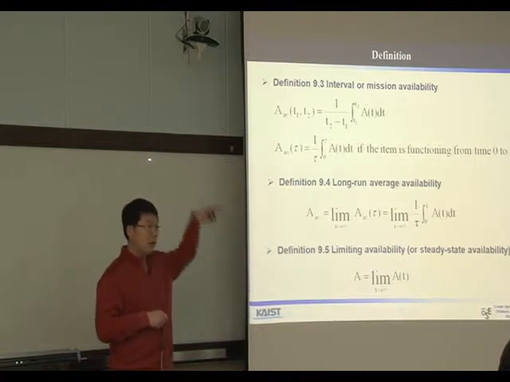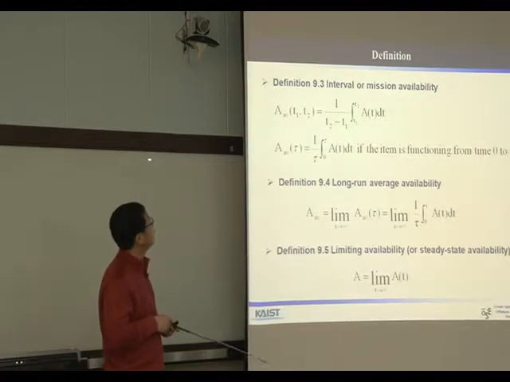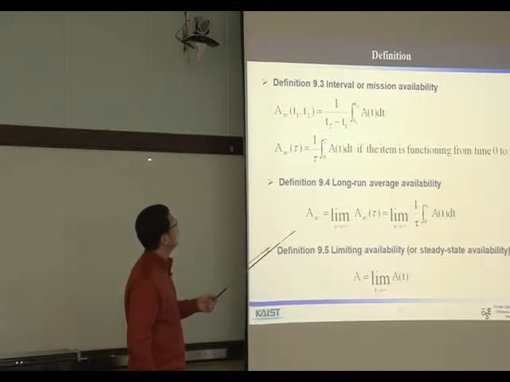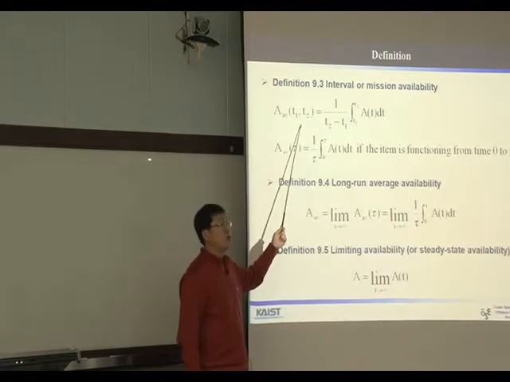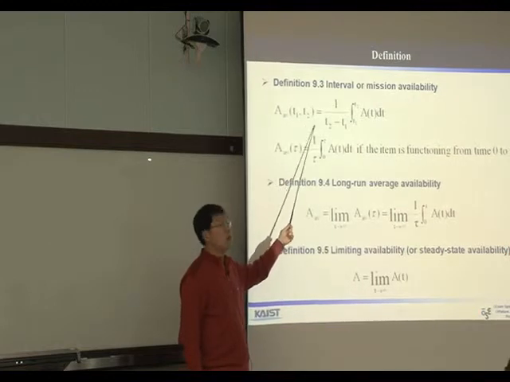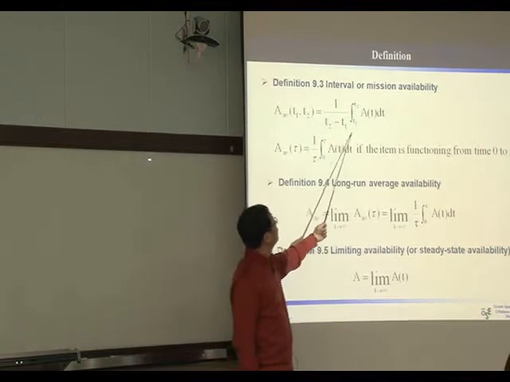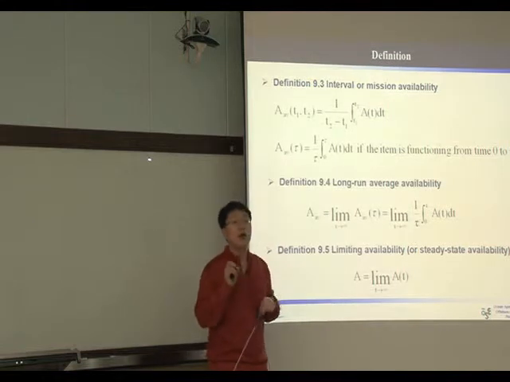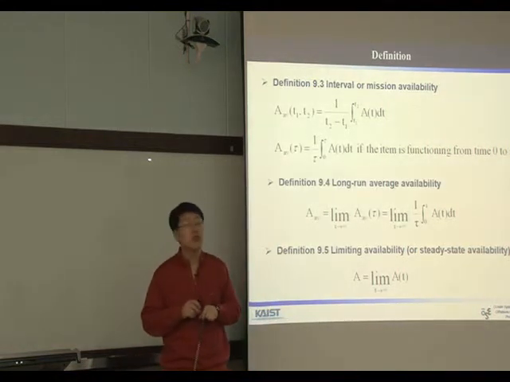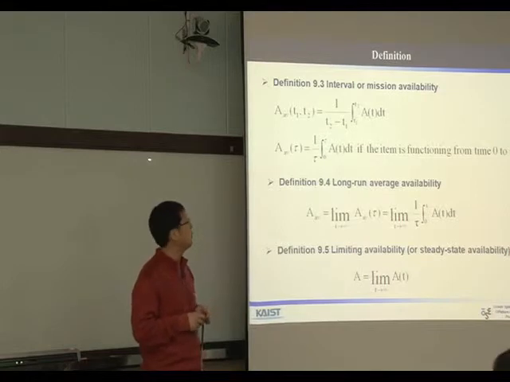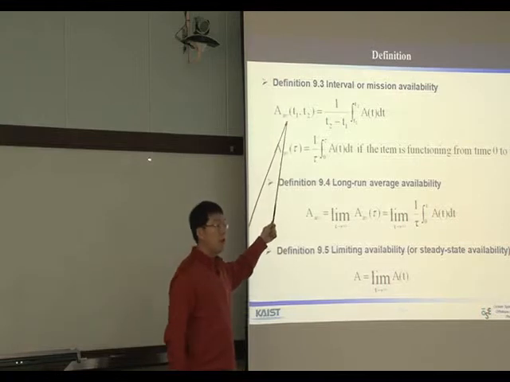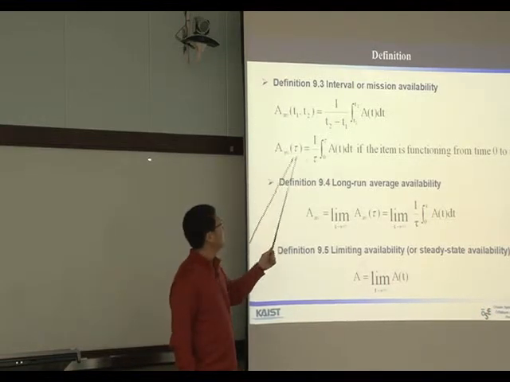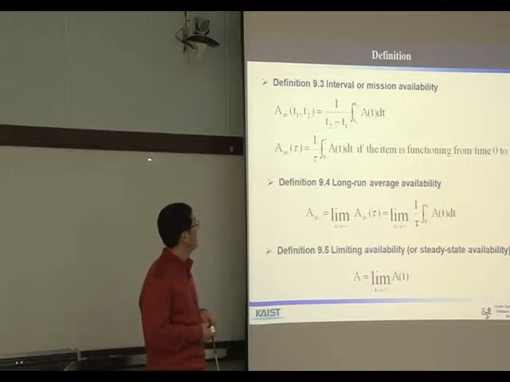There are several definitions of availability. First is interval or mission availability. So our focus is the availability during the period from T1 to T2. This is the definition of the mission or interval availability. If T1 is 0, the equation is simplified to this.